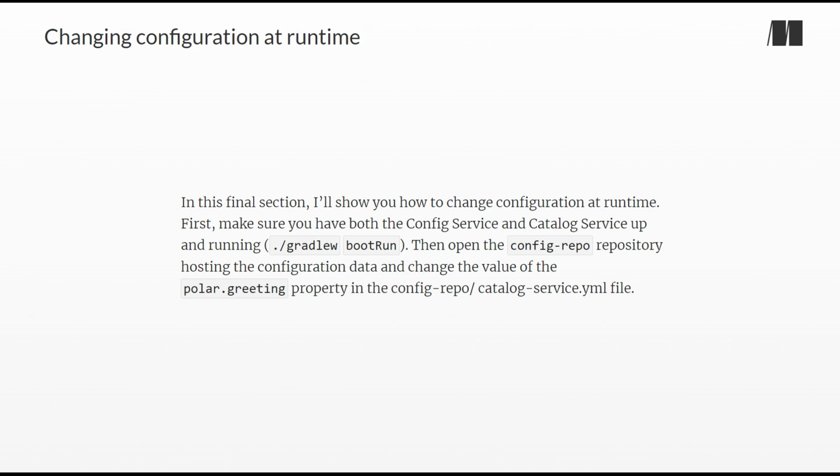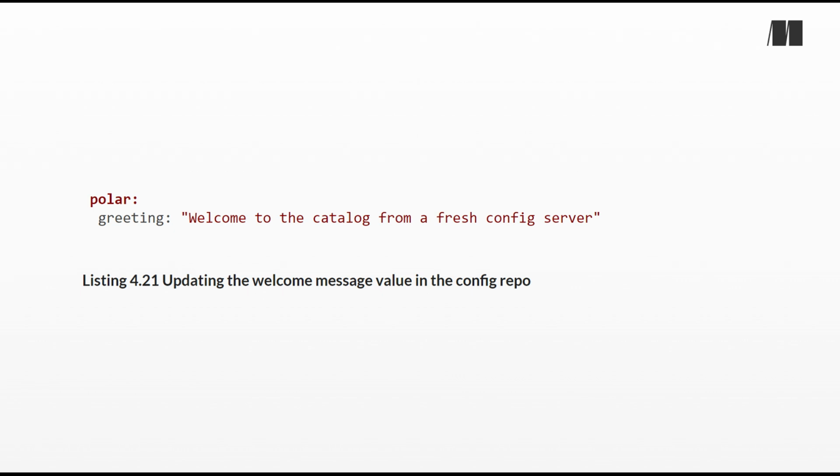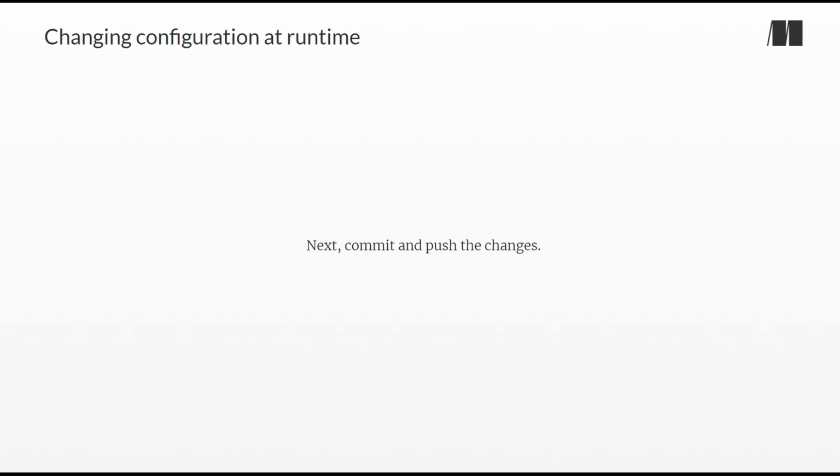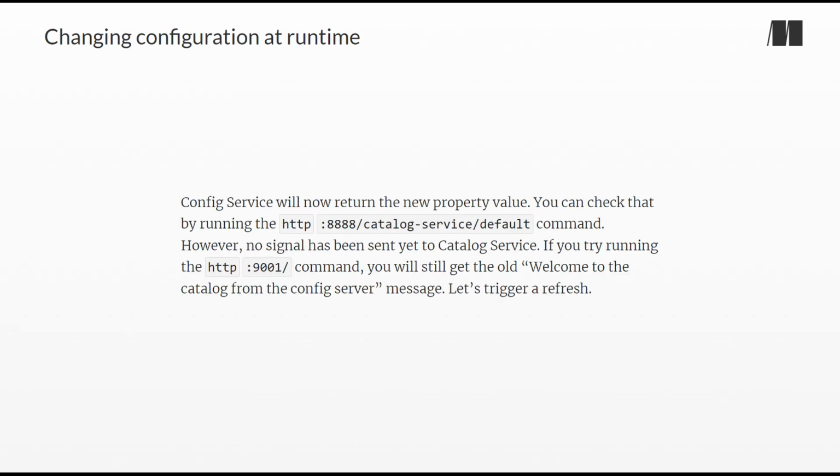Changing configuration at runtime. In this final section, I'll show you how to change configuration at runtime. First, make sure you have both the config service and catalog service up and running, with ./gradlew bootRun. Then open the config-repo repository hosting the configuration data and change the value of the polar.greeting property in the config-repo/catalog-service.yml file. Listing 4.21. Updating the welcome message value in the config repo. Next, commit and push the changes. Config service will now return the new property value. You can check that by running the http :8888/catalog-service/default command.